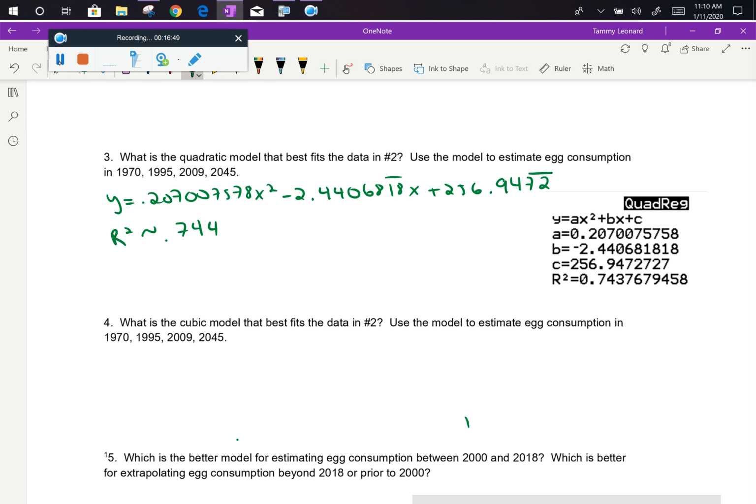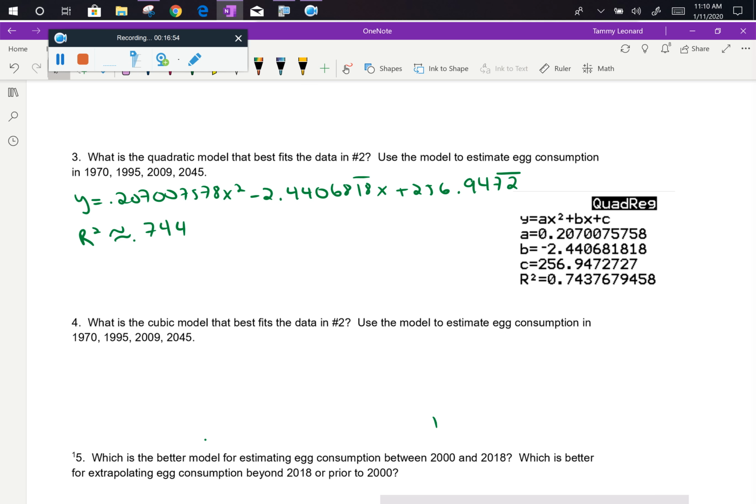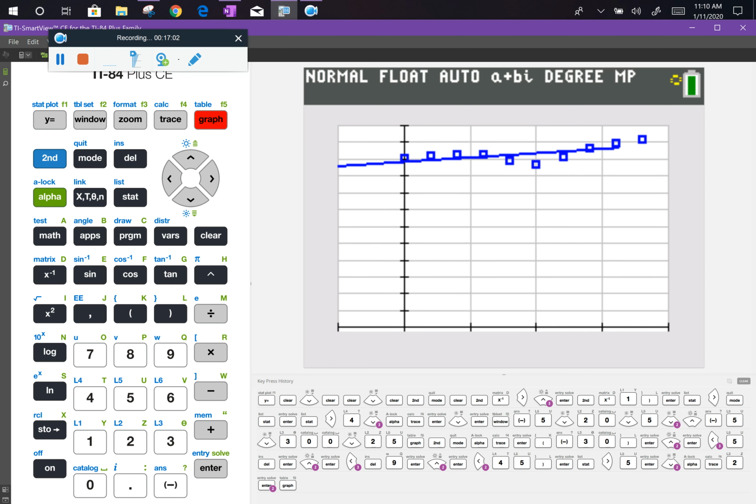So right away we see this is a significantly better correlation coefficient than what we had with the linear regression. So we would expect that if we take a look at this curve, it's going to look a lot more like it fits the data. So there's the old linear regression, and now we see a quadratic. So I would agree that that looks like it's a little closer.